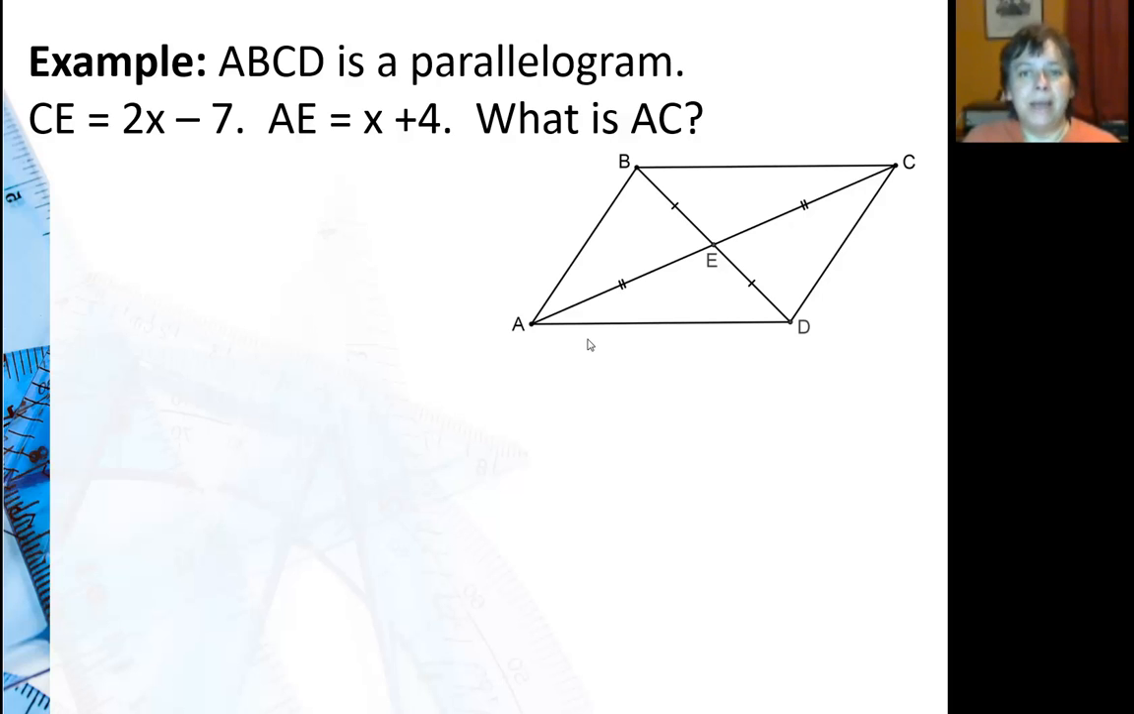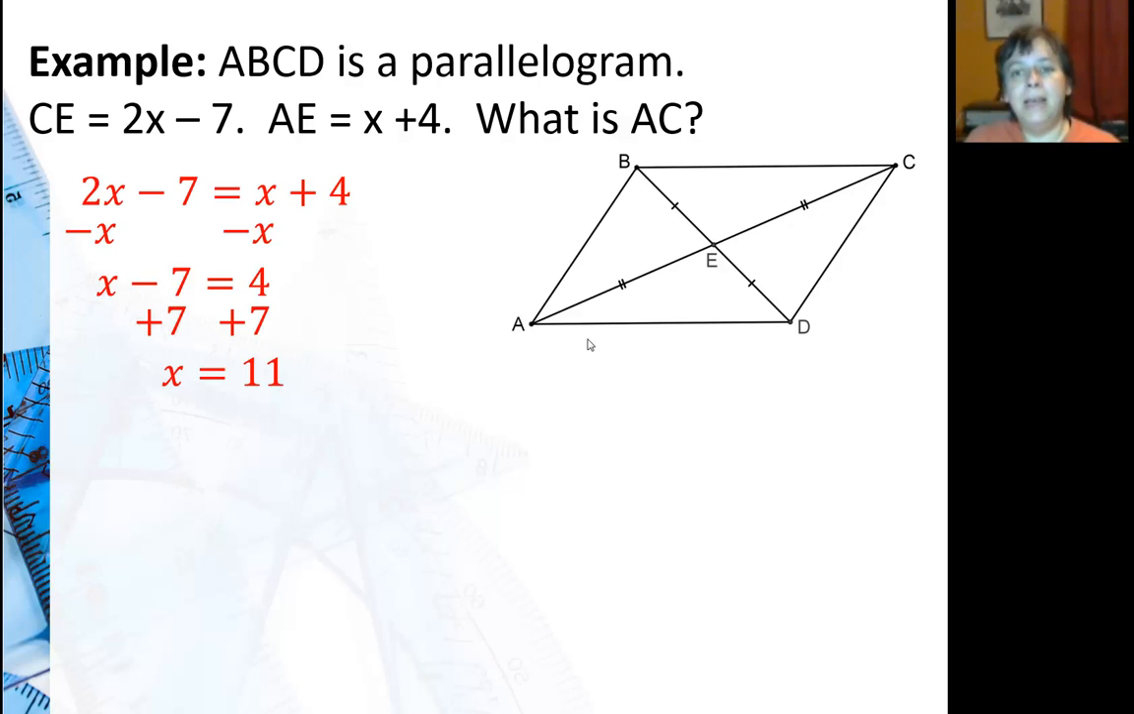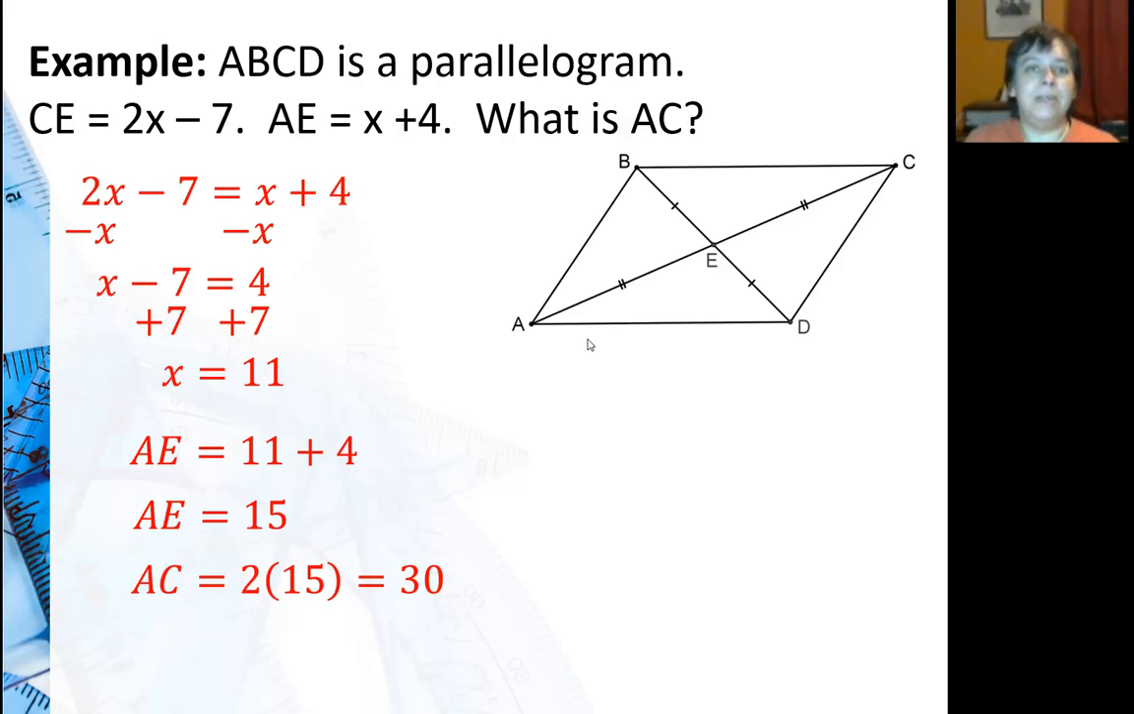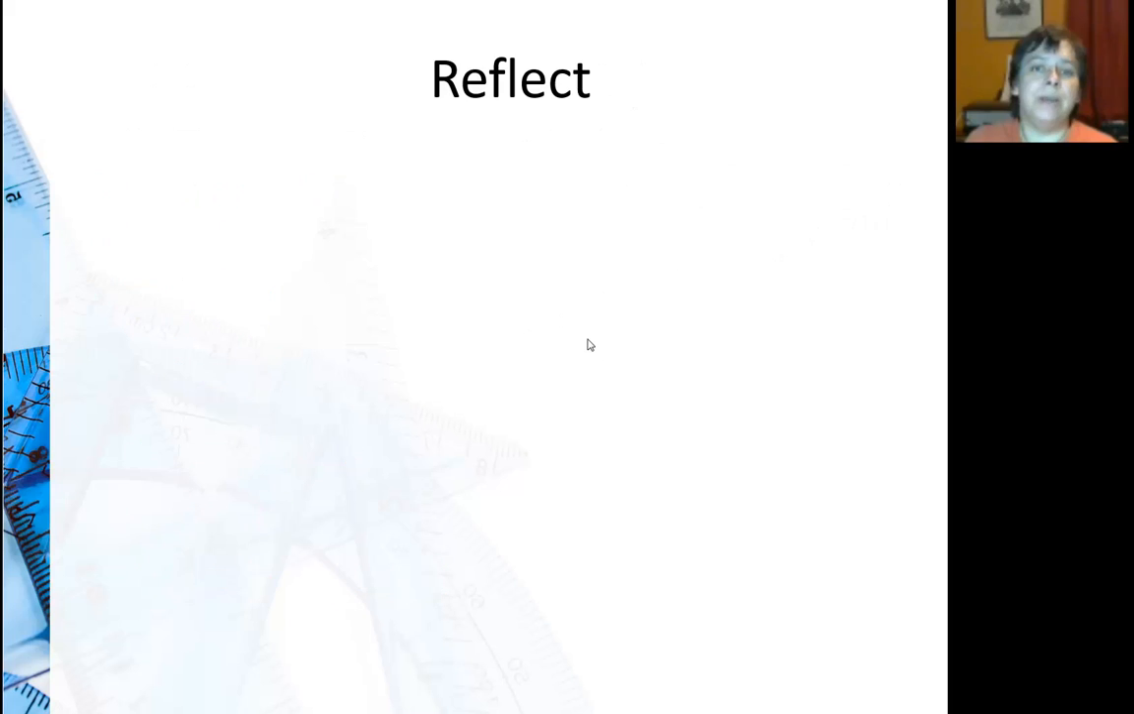Well, remember, the diagonal's being bisected, so AE and CE are congruent, which means I can set their values equal to each other. Subtract x from both sides, and then I can add 7 to both sides, and I get x is 11. So that means that AE is 11 plus 4. So I have AE is 15. AC is the whole diagonal, and AE is just half, so AC is 2 times 15, or 30.